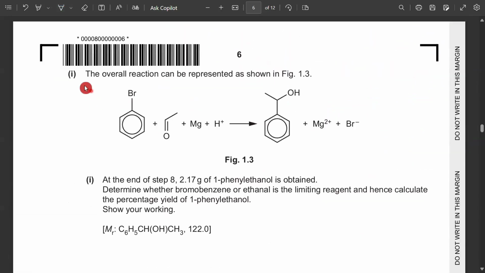Now moving to the next part, I. This is I, and this is part one. The overall reaction can be represented as shown in figure 1.3. This is bromophenyl. This is ethanol. Ethanol, I will write here. Bromobenzene.